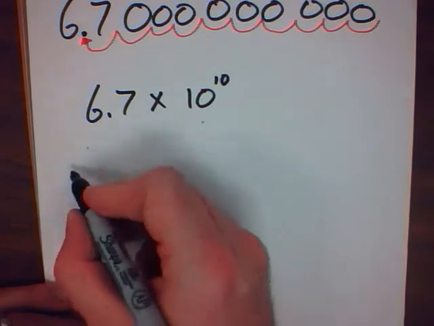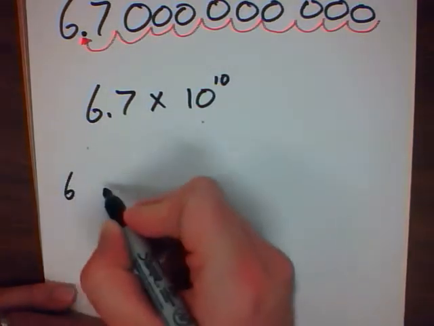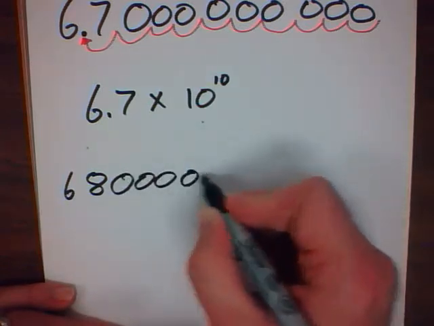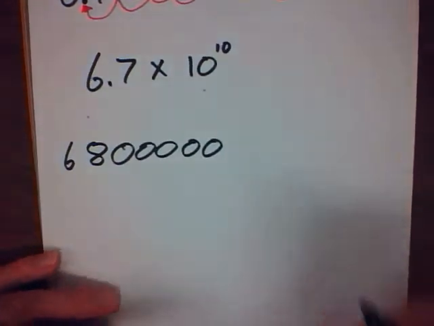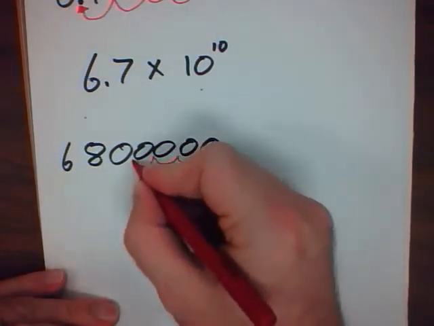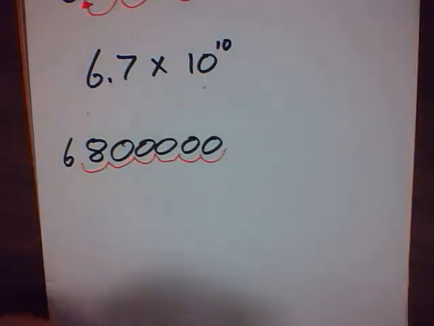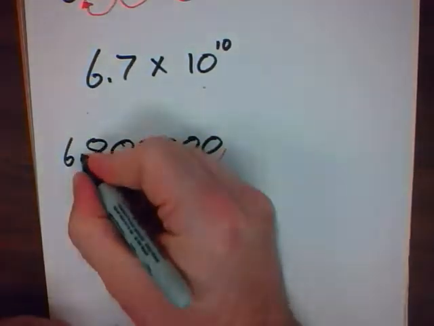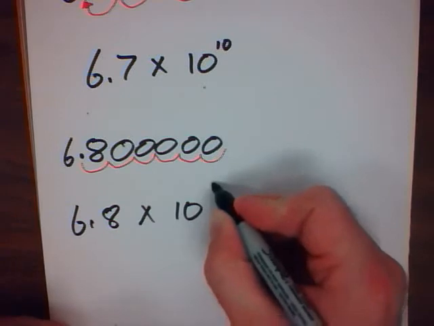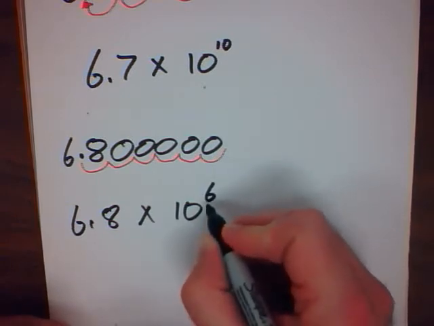Another number. 6, 8. A little bit smaller. Again, I'm going to move the decimal. 1, 2, 3, 4, 5, 6. It's going to end up there. I just moved it 6 spaces. 6.8 times 10 to the power of 6, because I moved it 6 spaces.